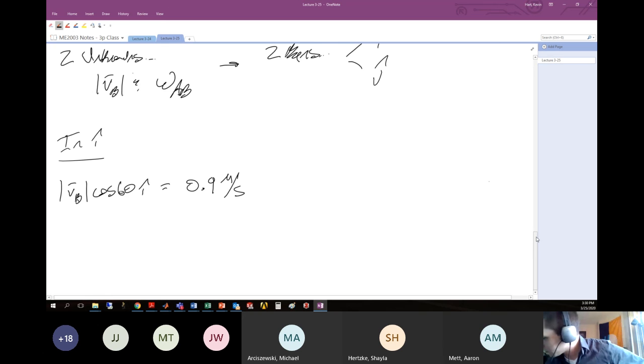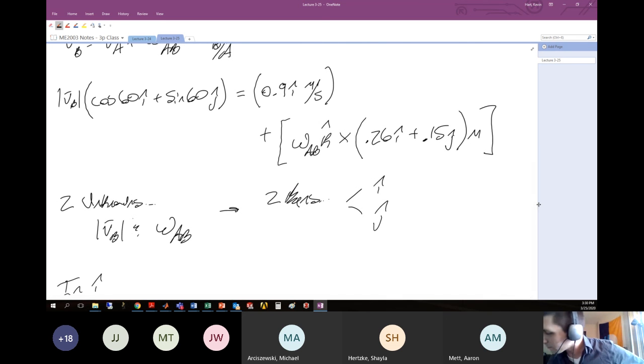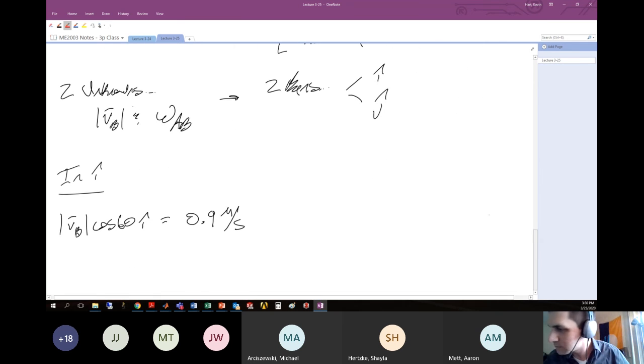And if you execute this cross product up here, you'll get the I component being some k cross some j. So k cross j gets me negative I. So I'll have a negative 0.15 omega AB. So minus 0.15 omega AB. Okay.